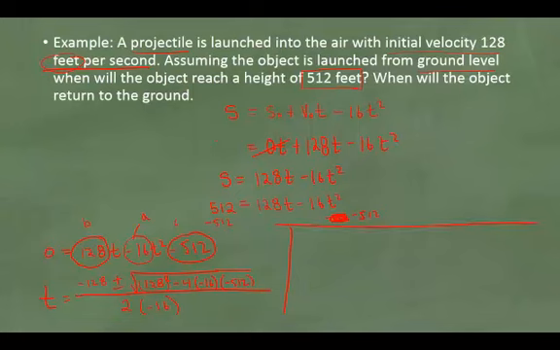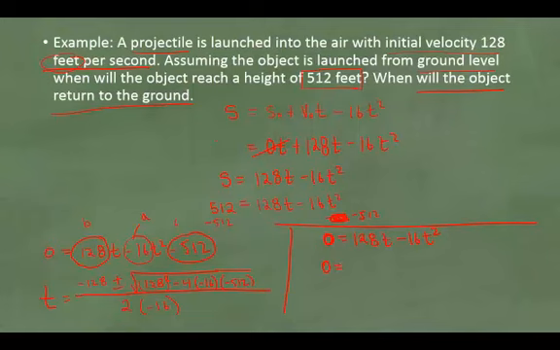Let's look at when the object will hit the ground. When will the object return to the ground? Well, instead of saying s is equal to 128t minus 16t squared, we say 0 is equal to 128t minus 16t squared, because the object will hit the ground when the height is 0. And then we're going to solve. This we don't even use the quadratic formula for. We don't even need that.